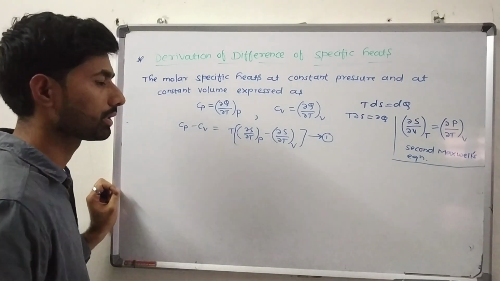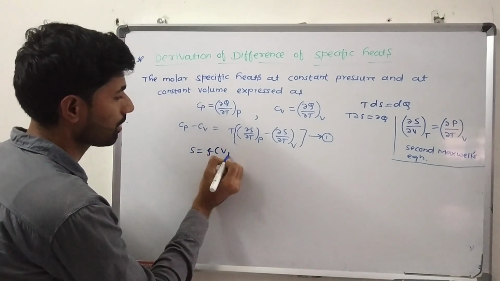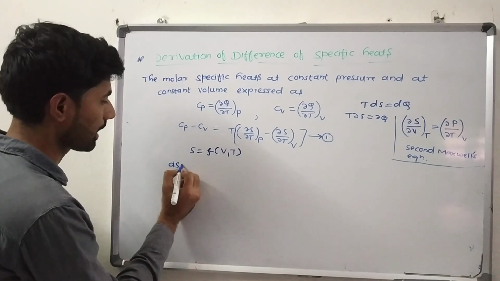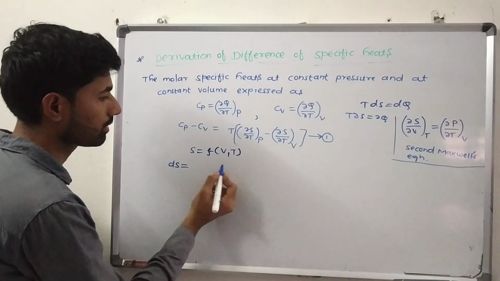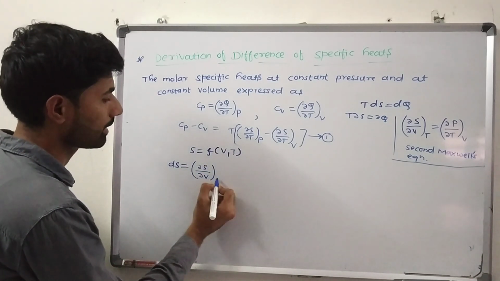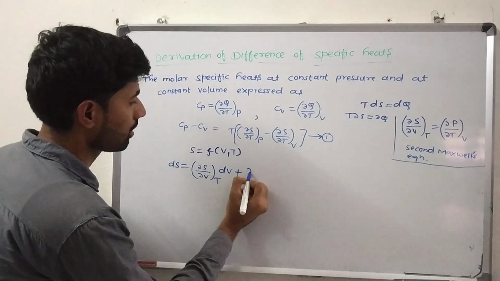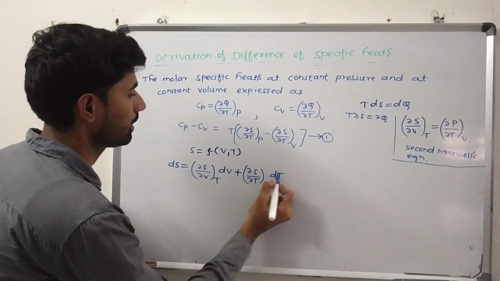Let this be the first equation. Now we are going to take the entropy as a function of V comma T. Then the perfect differential of this can be written as dS equals ∂S/∂V at constant temperature T into dV, plus ∂S/∂T at constant volume V into dT.